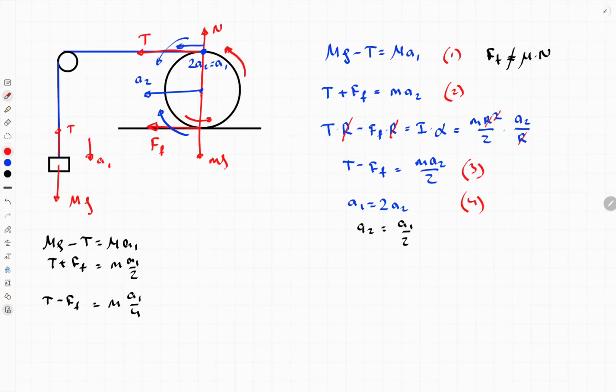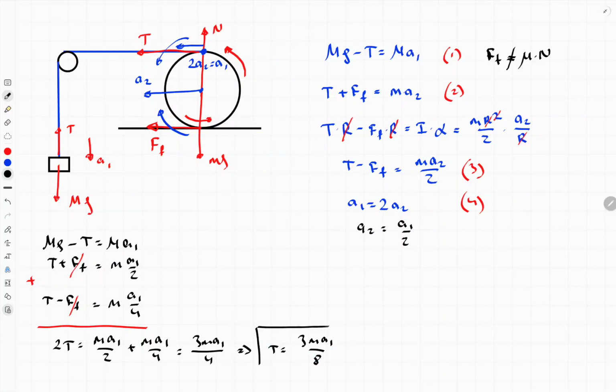So let me add these two equations. The friction force will be cancelled. So tension plus tension, 2T, equals ma1 over 2 plus ma1 over 4. Basically it will be equal to 3ma1 over 4. So from here, tension equals 3ma1 over 8. This is the tension.